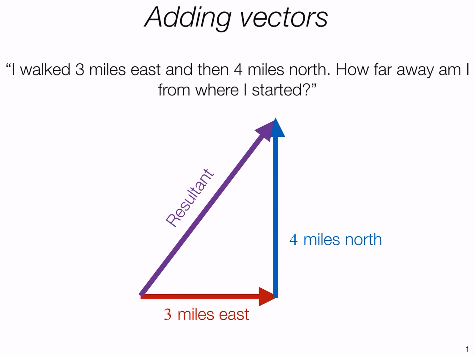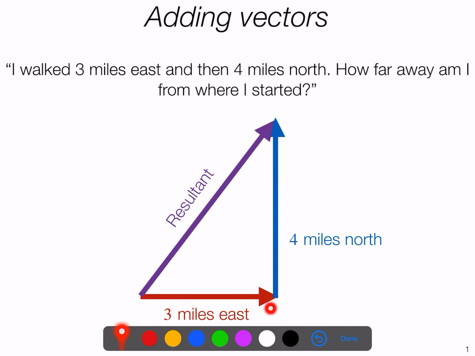Okay, so I draw one vector to represent my first statement. I walked 3 miles east. Right, so the length of this vector corresponds to 3 miles, and the direction points in the east direction. Then I draw another vector with the length corresponding to 4 miles, pointing north. And you can see I've drawn these tail to head. The tail of this vector is on the head of this vector. And this is how we're going to add vectors with something called the tail to head method.